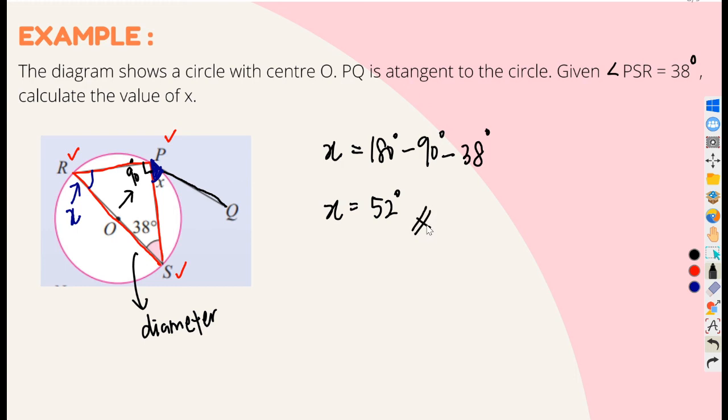So this is how you solve questions by using the different properties that you have learned before.